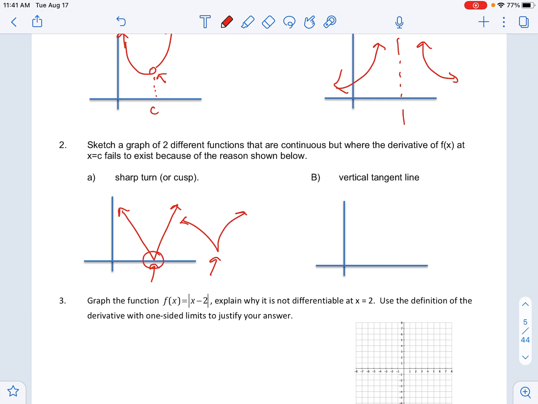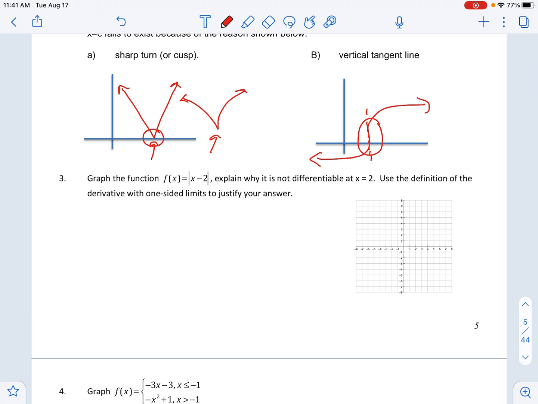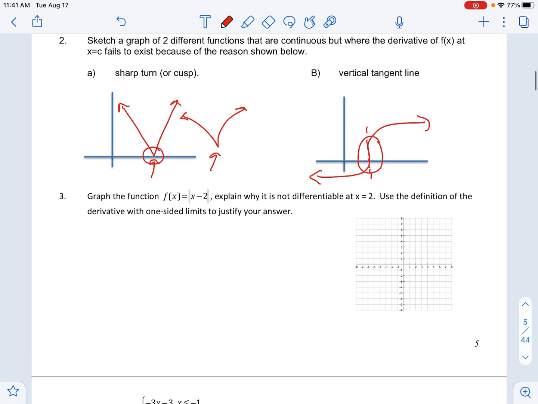The other type of graph where you would not have a differentiable point would be if you have a vertical tangent line. If you looked at a graph like this, and I'm going to exaggerate it, this is a continuous graph, but right here, there is a vertical tangent line. If you think about a vertical line, the slope is undefined, so we would say it is not differentiable where you have a vertical tangent. Now, graphically, it's pretty easy to tell when it's differentiable, but what we want to be able to do is prove analytically why something is not differentiable.